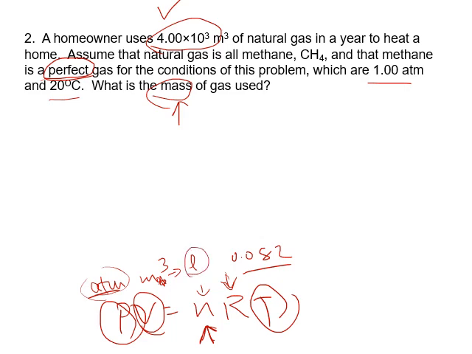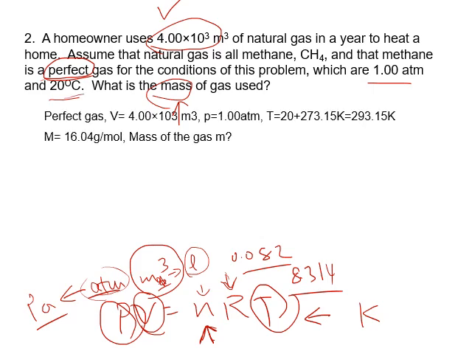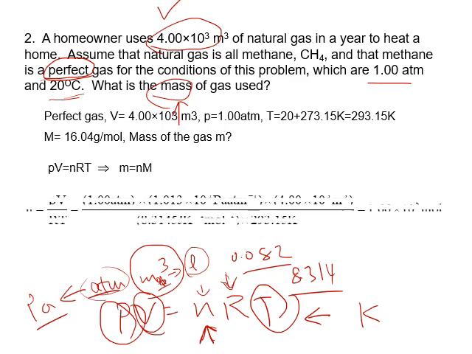Or we can keep cubic meter, that's an SI unit, and change atmosphere to Pascal. So everything is in SI units. Then the R constant is 8.314. That's when everything is in SI units. And also, in any case, the temperature must be in Kelvin. So change Celsius to Kelvin first.